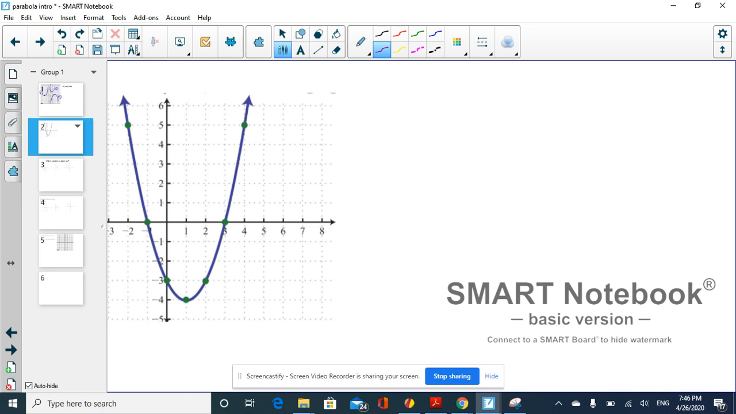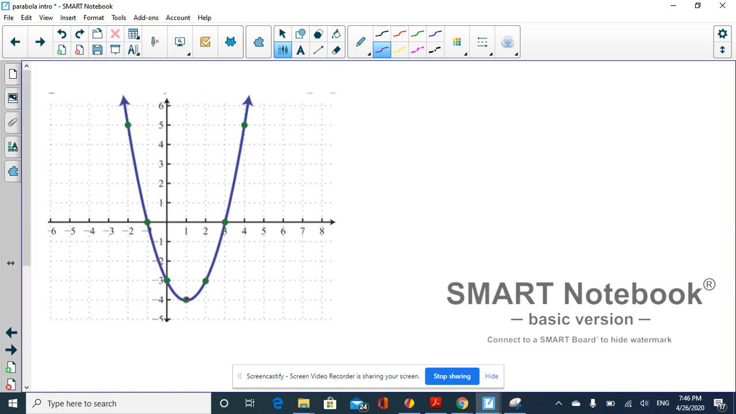In this graph, this is the vertex. If we want to read the vertex of the parabola, we read the x first, 1, then we read the y coordinate, -4. So this is the vertex.